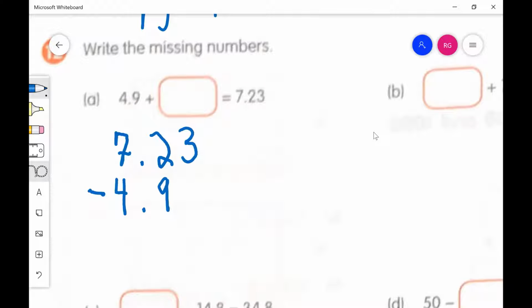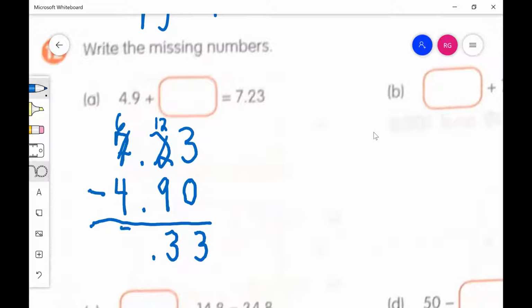I could also try and count up from 4.9. So there's a few ways you could figure this out, but I'm going to subtract here, and then I should get the answer. So that's a 3. This becomes a 12. This is a 6, so I think I can subtract now. And 2.33 should be the missing number.